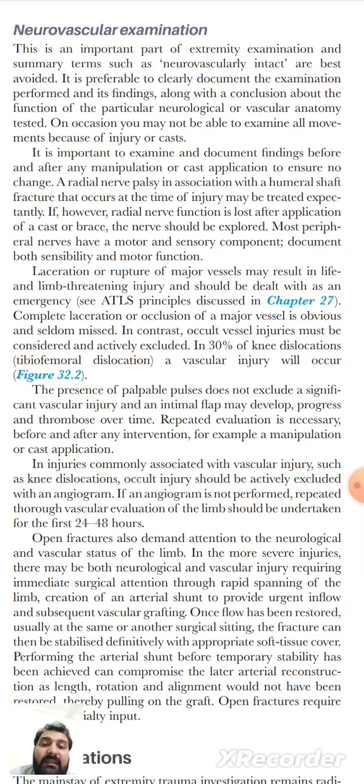So repeated evaluation is necessary in the first 24 to 48 hours. In injuries commonly associated with vascular injuries such as knee dislocation, occult injury should be actively excluded with an angiogram. If an angiogram is not performed, repeated thorough vascular evaluations of the limb should be undertaken for the first 24 to 48 hours. The best is we should get an angiogram when we fear there can be vascular injury. And if we cannot get an angiogram for any reason, such as unavailability, then we should perform repeated thorough examinations for the first 24 to 48 hours.